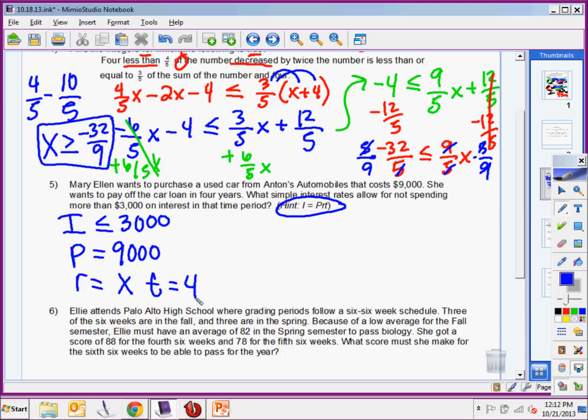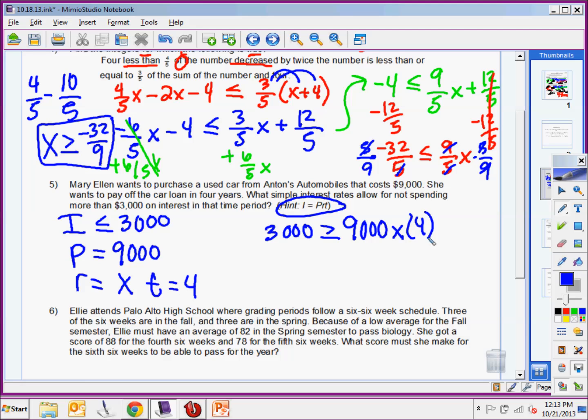So we plug in what we know. For I here, we know that I is 3,000, or less. Greater than or equal to, we're going to switch it because we're writing it on the other side. What's my P? 9,000 times X times 4. Why did you say you were going to switch it? Because we're writing it backwards.